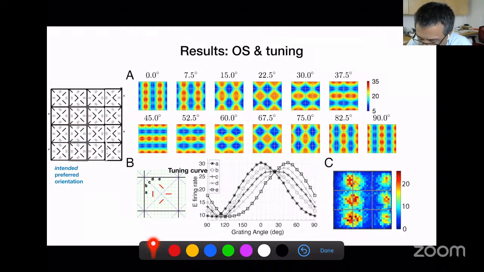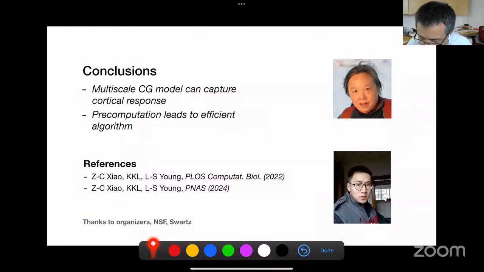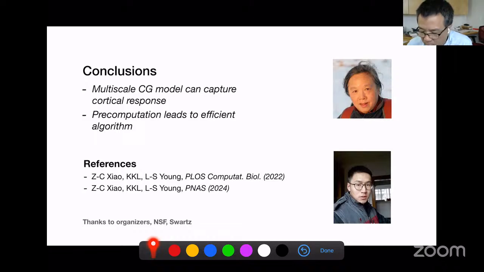And I think that's all I wanted to say. So, the conclusions: these multi-scale coarse-grained models really can capture a lot of what we see in more detailed spiking neural models, and they can be arranged in a way so that you get a very efficient algorithm to predict some of these rough average properties.